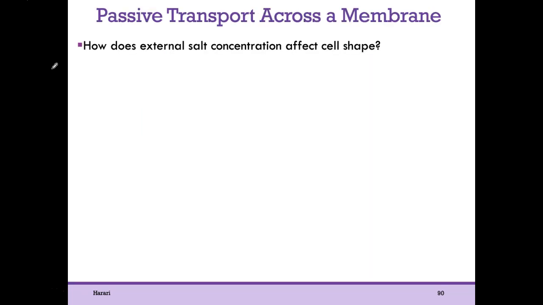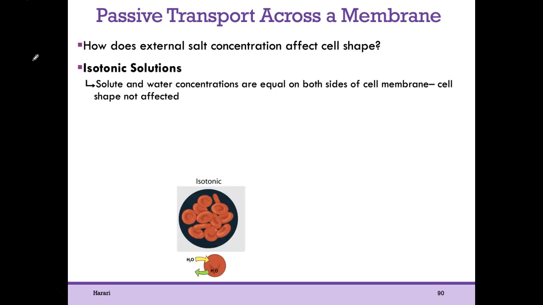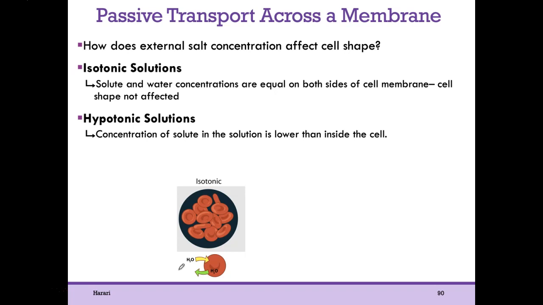So osmosis can affect cell shape. In an isotonic solution, the solute and water concentrations are equal on both sides of the membrane. An isotonic solution is about 0.9% salt. That means the cytoplasm has the same salt concentration as the solution outside of it. So an isotonic solution would be 0.9% sodium chloride. If I were to take blood and put it in 0.9% sodium chloride, the red blood cells would be the proper shape because water would be entering the cells at the same rate as it would be leaving.